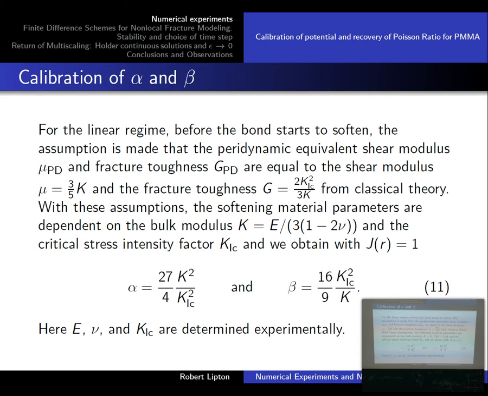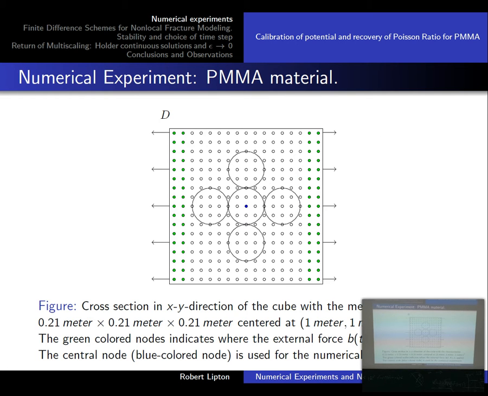Now, I have here stress intensity, but this is related to the fracture toughness. These are related to each other according to this rule here. This is the bulk modulus of the material, and the bulk modulus is given in terms of the Young's modulus and the Poisson ratio. So in particular, we will be given the Young's modulus and Poisson ratio, and we'll find K. We also know this stress intensity factor, which gives us the fracture toughness, and in turn we can solve for alpha and beta, and these are the understood material properties. So we find alpha and beta. Okay, and these are determined experimentally. And so we inform our model according to the experimentally determined values of fracture toughness and Young's modulus.